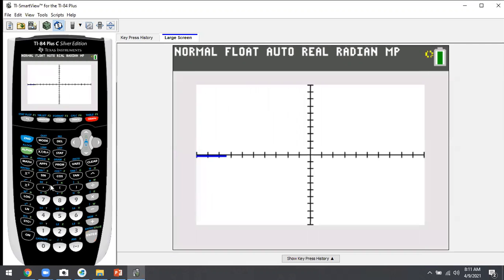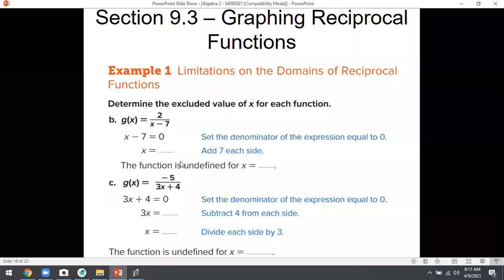That's exactly why I wanted to run the calculator thing real quick. And if you type that in, here it comes. It goes down, it comes back up, and guess where it blows up at? 7, because that's what makes the bottom equal to 0.